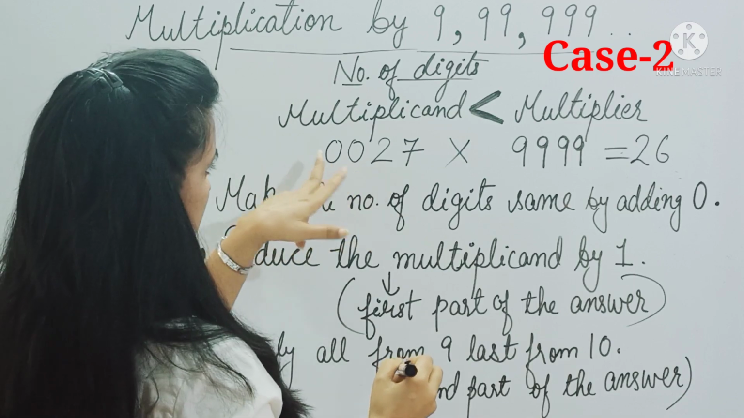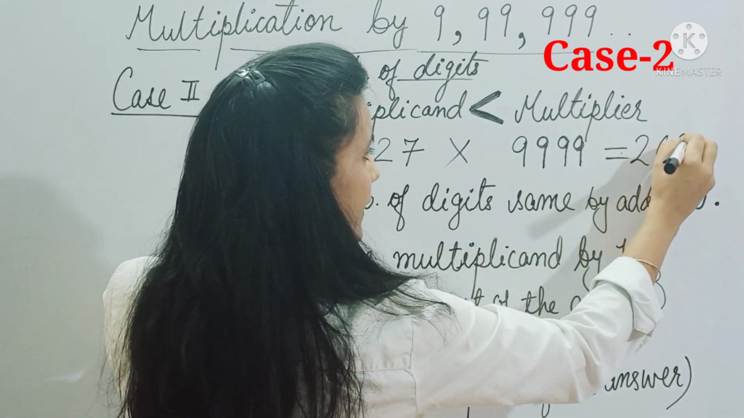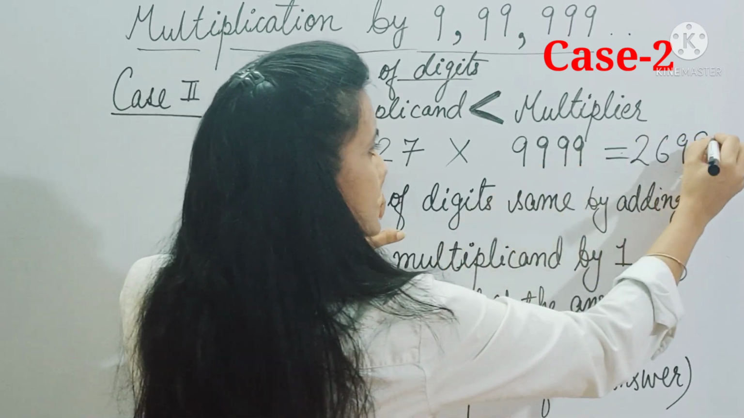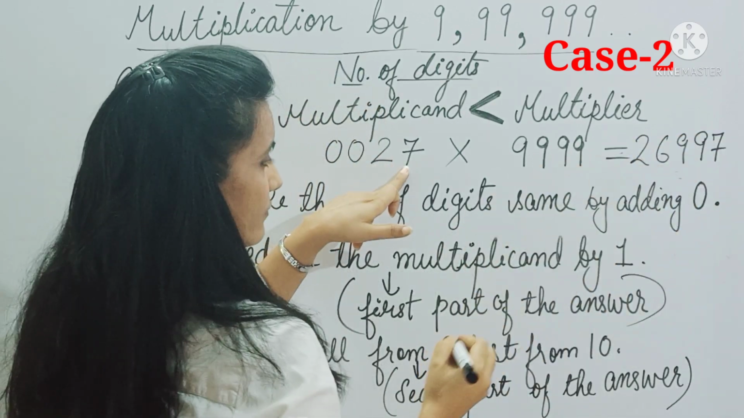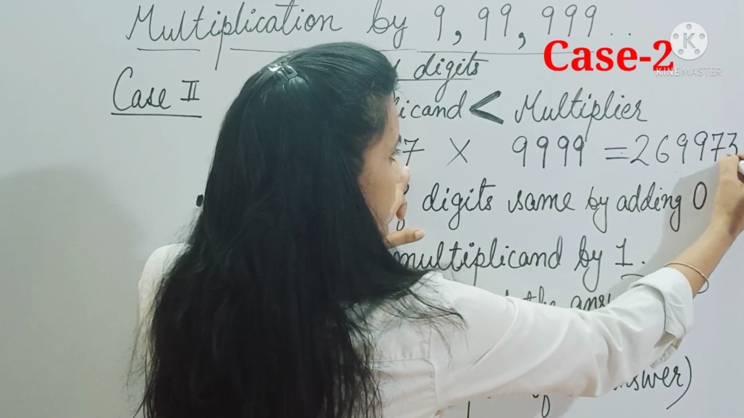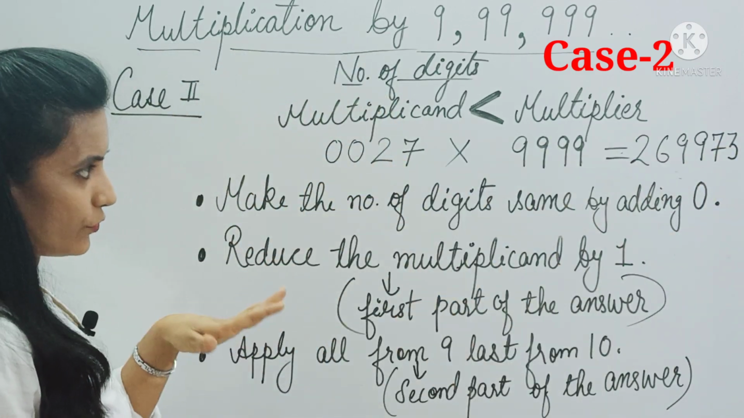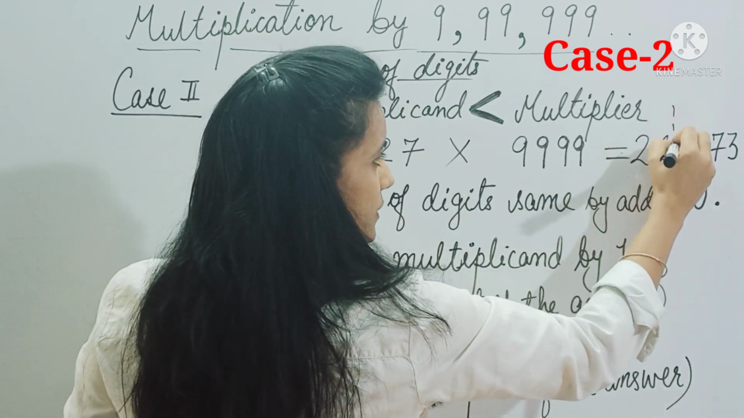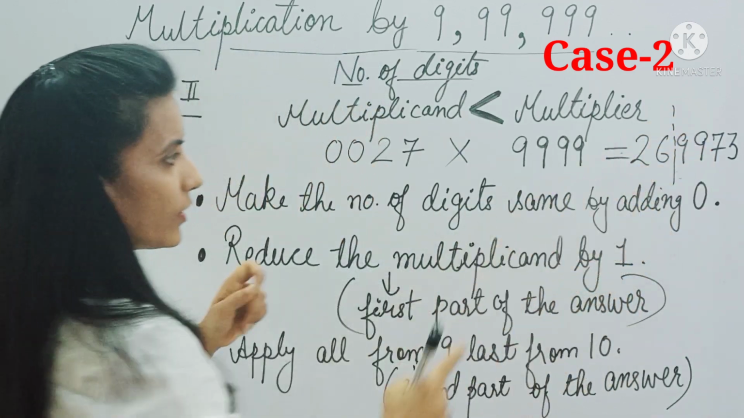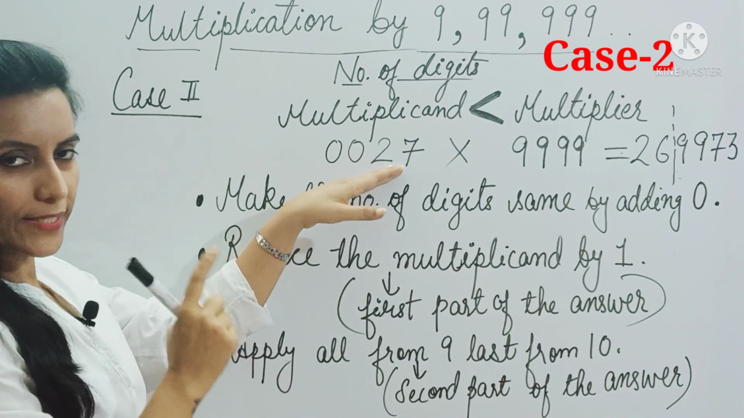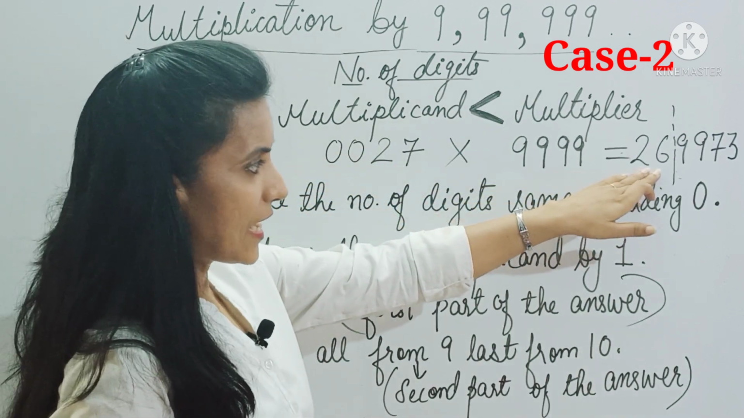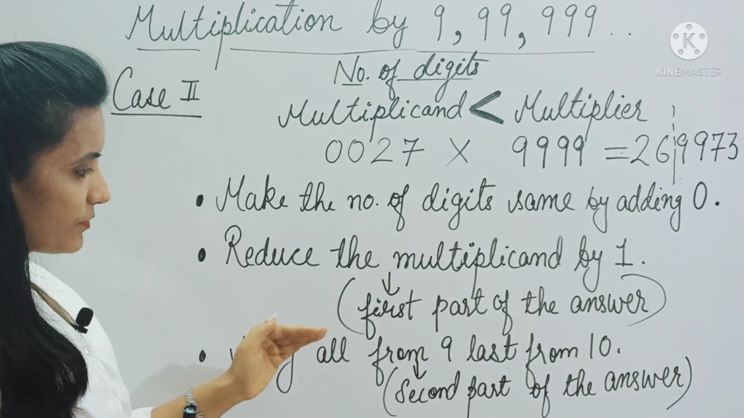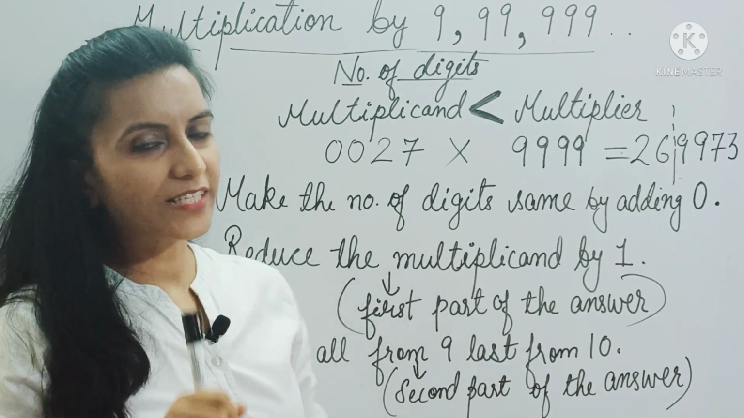So reduce this 27 by 1, so you get 26 and apply all from 9, last from 10. So 0 plus 9 gives you 9, 0 plus 9 gives you 9, 2 plus 7 gives you 9 and 7 plus 3 gives you 10. So here also if you see, we got the answer in two parts. So this was the first part which we got after reducing 27 by 1. We got 26. And the second part we always get by applying the rule all from 9, last from 10. Now let's see case 3.